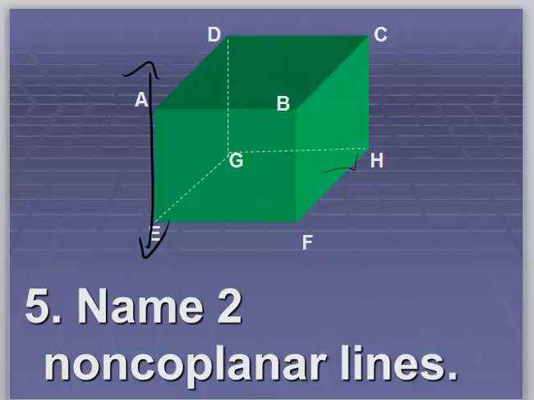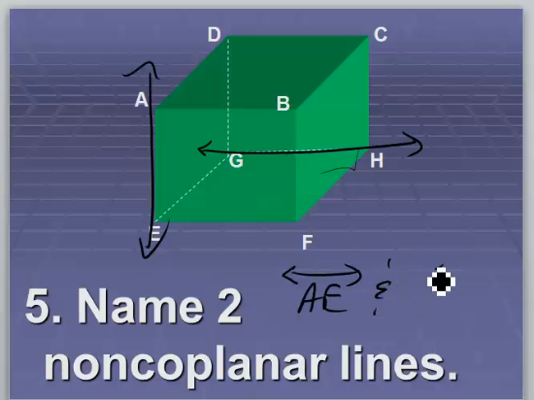We want to pick skew lines. So I'm going to pick one that's spaced apart but goes the opposite direction. So GH. So I'm going to use AE, and these are lines. They need the arrows on the end. And GH. Those are spaced apart. They're never going to cross, but they're not parallel.